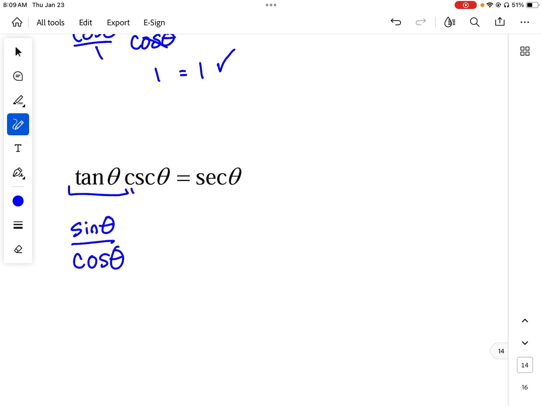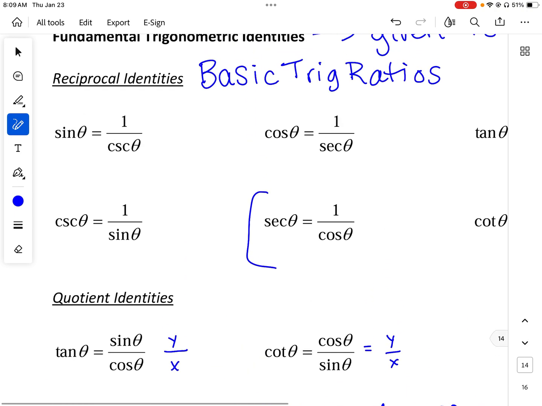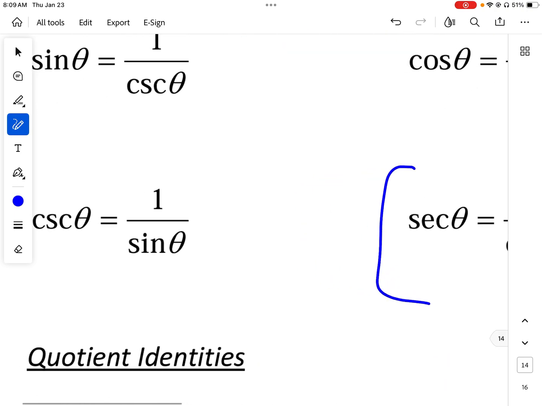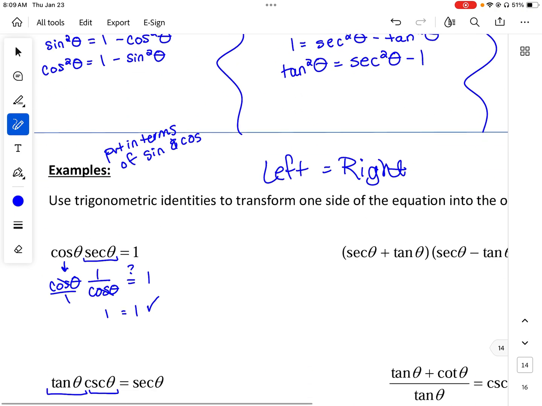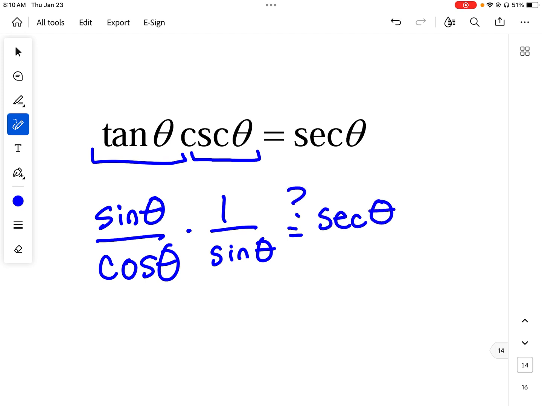Okay, then I'm going to look at cosecant. What can I replace that with? Go up, and I can replace it with 1 over sine theta. So that's what I'm going to do. I'm going to put a question mark there, secant theta. All right, whenever you multiply, we could simplify these out, and I get 1 over cosine theta equals question mark secant theta.